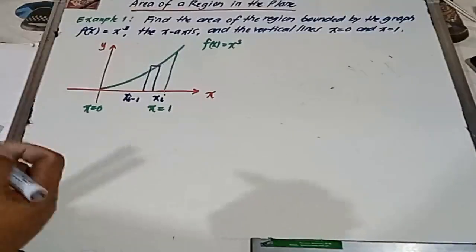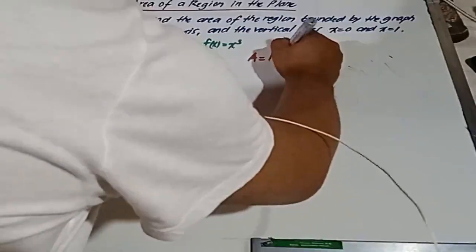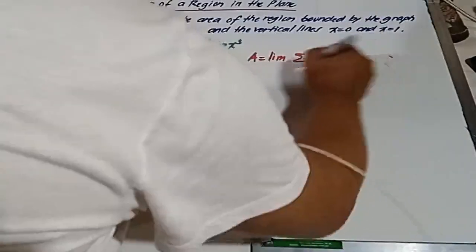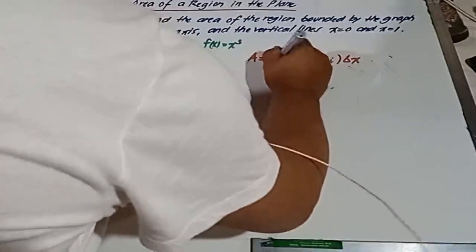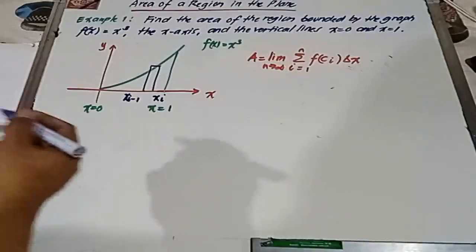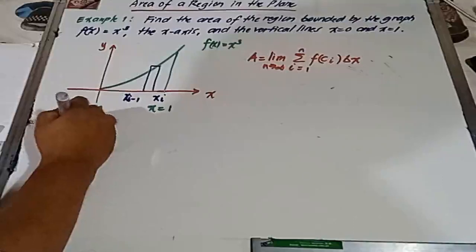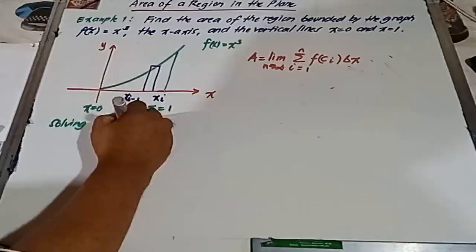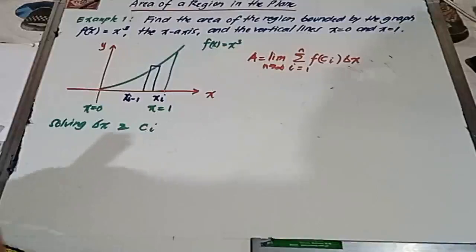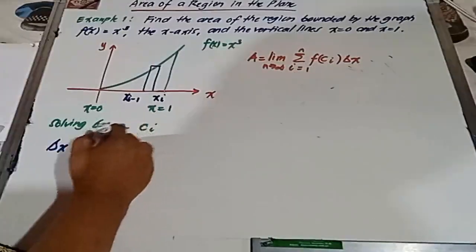Now, by the way, to compute for the area of the rectangle, recall natin yung formula, limit of the summation f of c sub I times delta x, I equals 1 to n, n approaches infinity. Therefore, we have to solve for c sub I and delta x. Solving delta x and c sub I. Okay. For delta x, we're going to use the formula b minus a over n.